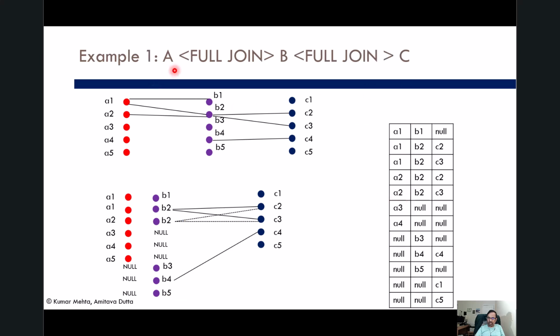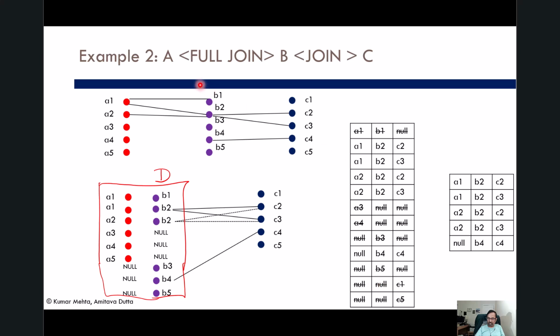Same 3 tables, A, B, C. Full join gives you this result, this guy here. If instead you had a different sequence of join, A full join B, but inner join C, then the result is quite different. It's this small table over here. So I hope you're seeing that the type of join that you use affects the output significantly.